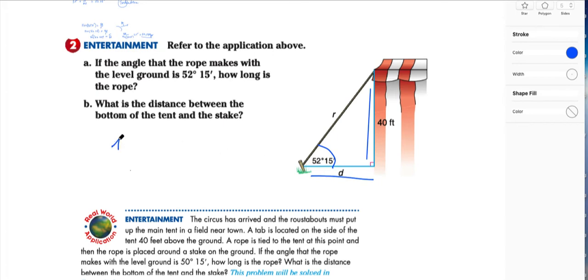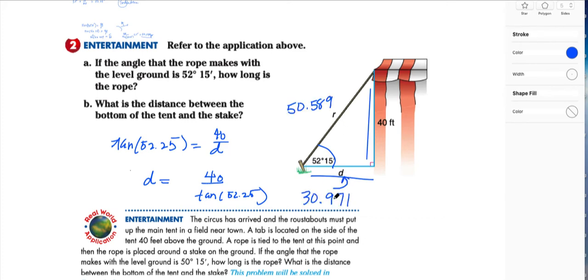Okay, so now as I'm looking at this, I'm doing opposite over adjacent. I know that's tangent, so the tangent of 52.25 is equal to 40 over d, and so we can do pretty much the same thing where I take the reciprocal of both sides, and what I'm going to end up with is that d is equal to 40 over the tangent of 52.25. I'm going to calculate that and be back with my answer. So with that, I get that d is equal to 30.971. Again, r is equal to 50.589.